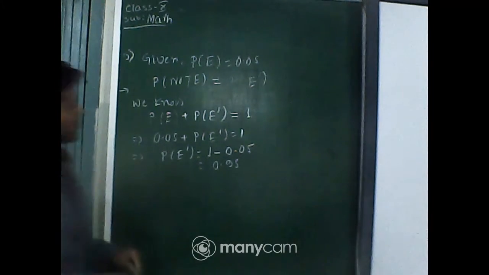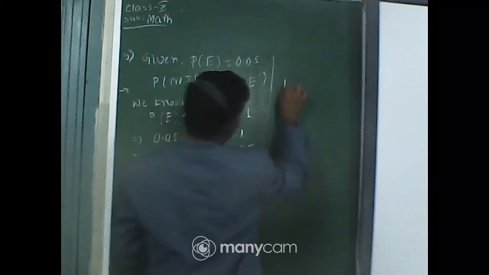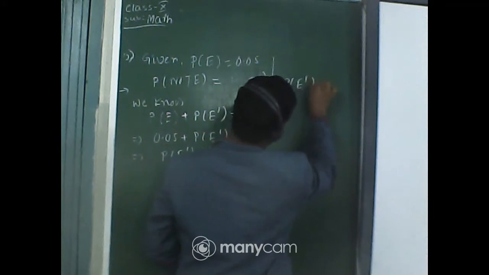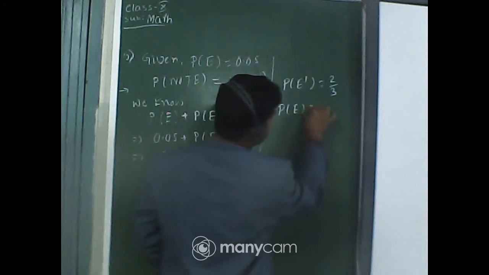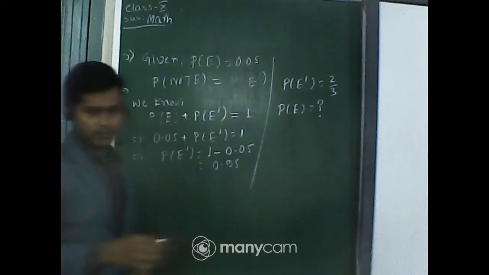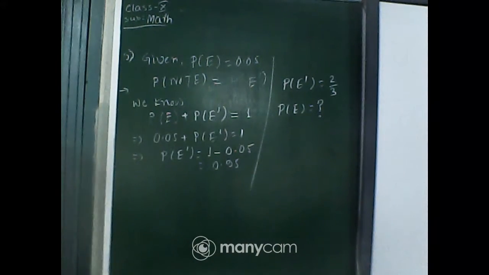Okay, similarly I am giving another question. Suppose the probability of not E is equal to 2 by 3. So what is the probability of E? Tell me the answer. The probability of not E is equal to 2 by 3. Then what is the probability of E? We'll apply the same procedure, same formula, and tell me the answer.